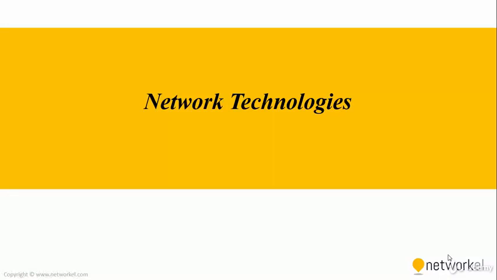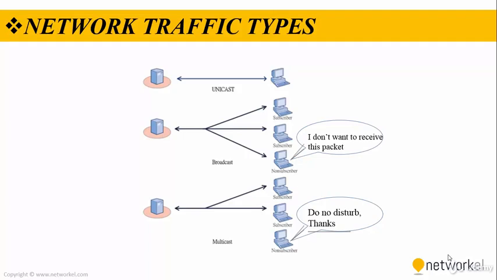In this section, we're going to talk about network technologies. Let's take a look at the network traffic types first. We have three traffic types, as you know from the CCNA level 2, and they are unicast, broadcast, and multicast.